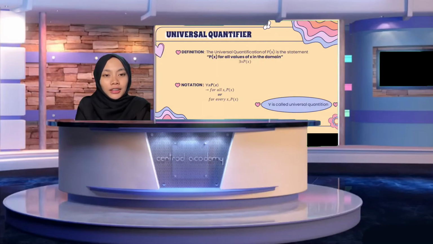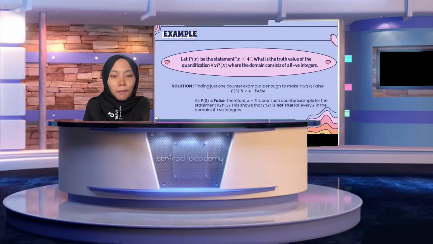The definition is the universal quantification of P(x) is the statement P(x) for all values of x in the domain. The notation is for all x P(x) or for every x P(x). The symbol of all is called universal quantification. For example, let P(x) be the statement x less than 4. What is the truth value of the quantification for all x P(x) where the domain consists of all positive integers?